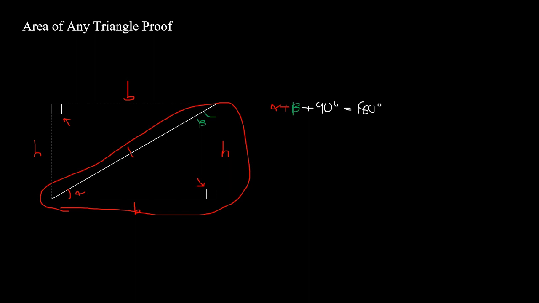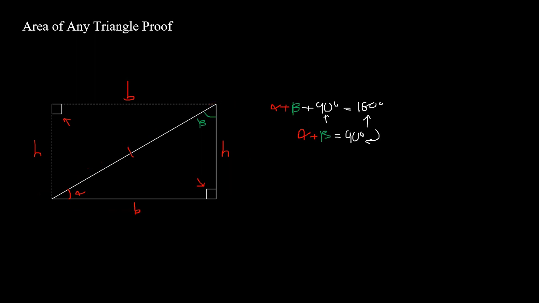Let me redraw that. It's going to be equal to 180 degrees, and this is because there's only 180 degrees in a triangle. Well, we can rewrite this as alpha plus beta equals 90 degrees, because we can just subtract 90 degrees from both sides of this equation. So we know that alpha plus beta is equal to 90 degrees.